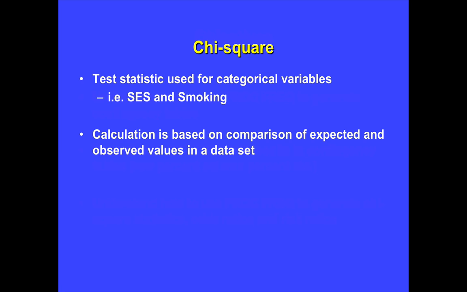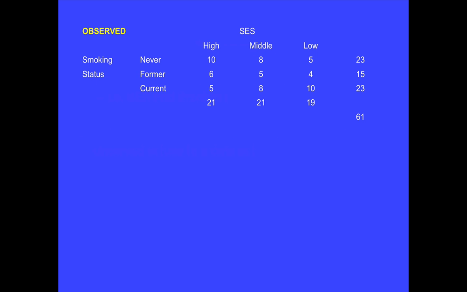So very briefly, as a reminder, the chi-square statistic is a very common test statistic used for categorical data analyses. And we'll use a few basic examples in this lesson thinking about socioeconomic status and smoking, whether or not the two are related to one another. And the core concept underlying the chi-square is the calculation is based on some comparison of expected versus observed values in a data set. So for example, here's a pseudo data set summarized in the slides.